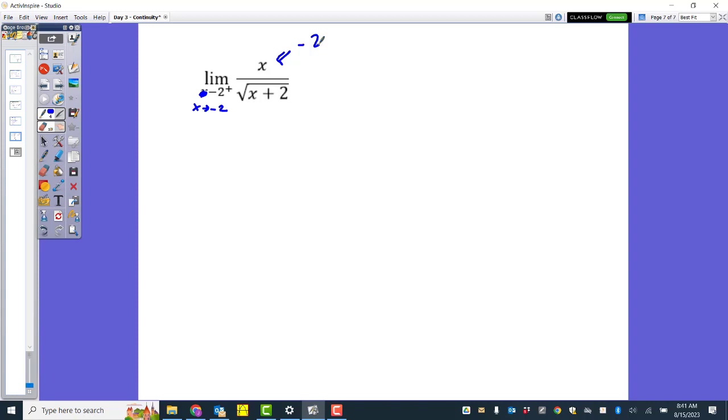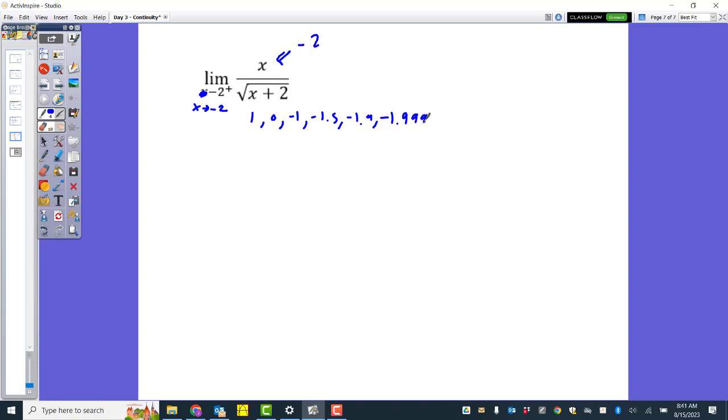As we approach 0 on the denominator here, what numbers are we approaching? A square root is only going to give us positive values. So if we think of numbers on the right side of negative 2, so this is positive 1, 0, negative 1, negative 1.5, negative 1.9, negative 1.999. What's happening here? 2 plus 1 is 3, square root of 3, some positive number. 2 plus 0 is 2, some positive number.